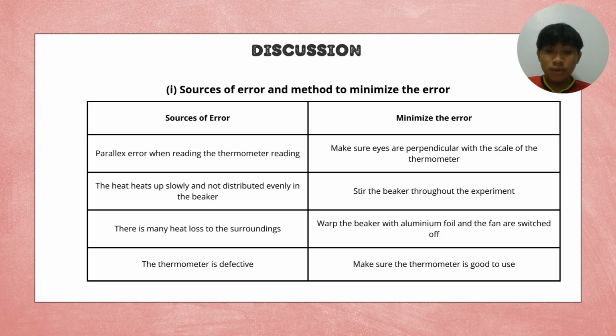Second, the source of error would be that the heat heats up slowly and is not distributed evenly in the beaker. So we must stir the beaker throughout the experiment. And the third one is that there is a lot of heat loss to the surroundings. So we must wrap the beaker with aluminum foil and the fan must be switched off. And last but not least, the thermometer is defective, and we must make sure that the thermometer is good to use.